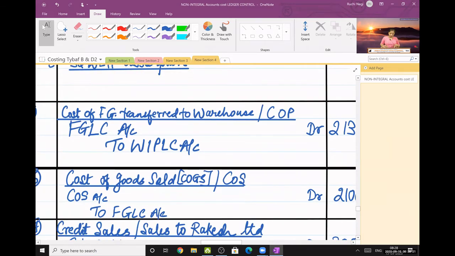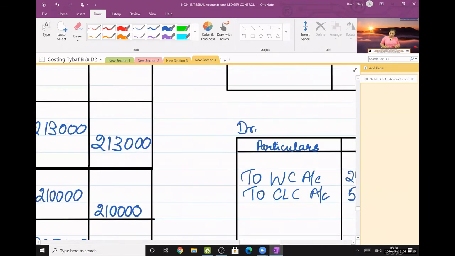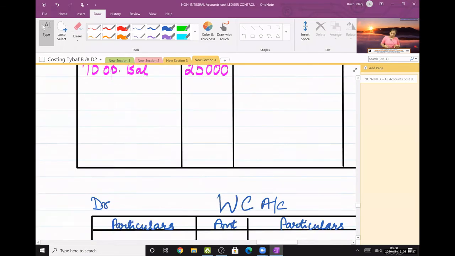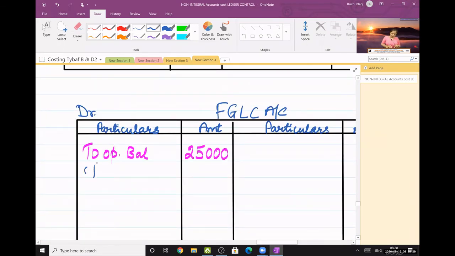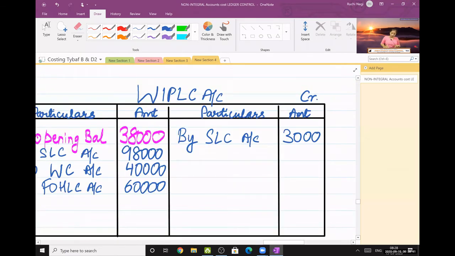Then COP का entry FG to WIP 2,13,000. FG to WIP. Write it here. To WIP ledger control account 2,13,000. Second effect WIP ledger में on the credit side by finished goods ledger control account 2,13,000.